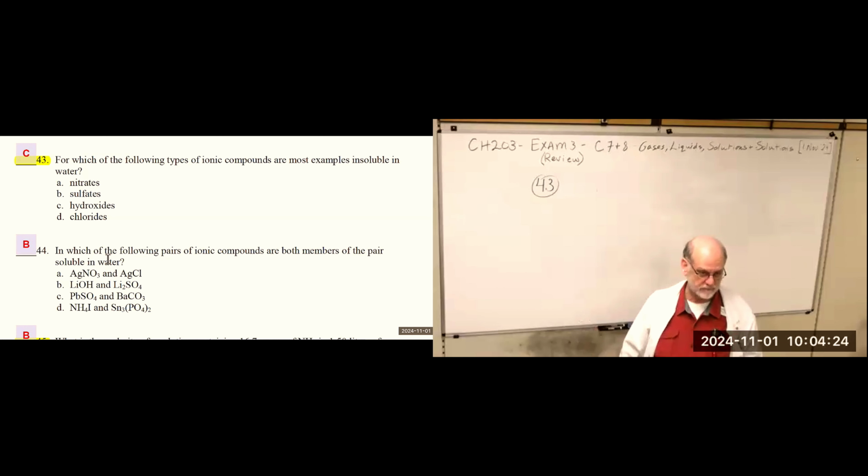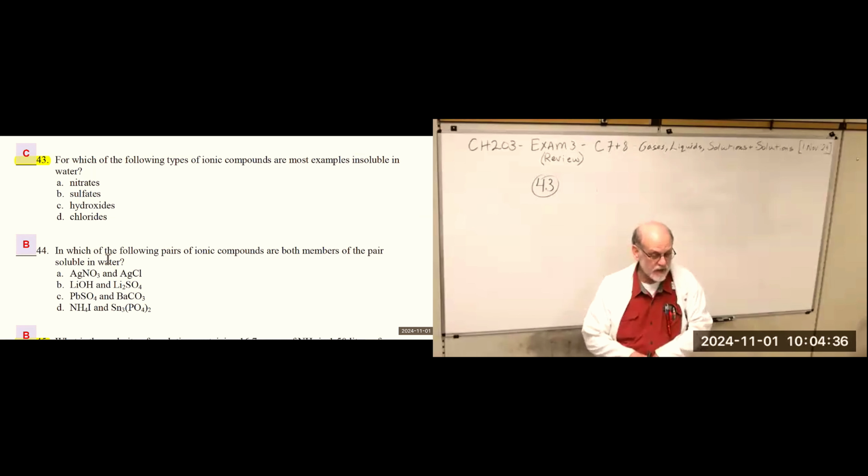Chlorides are mostly soluble with 3 exceptions: silver, lead, mercury. So the answer is hydroxides. Most are insoluble.